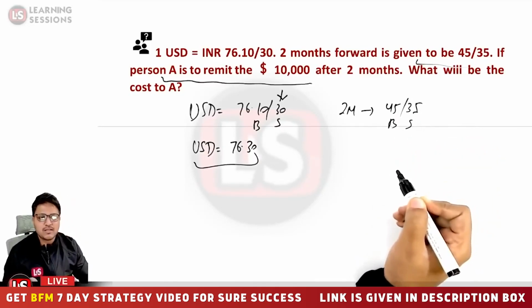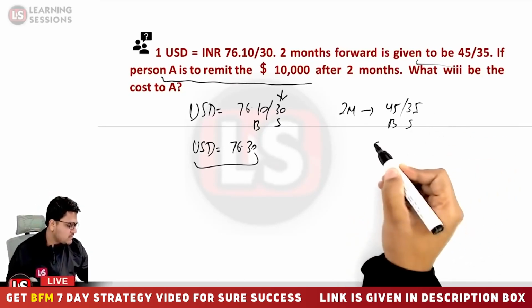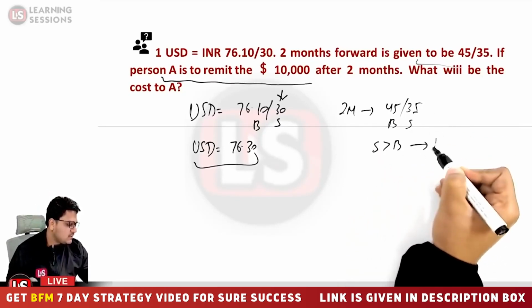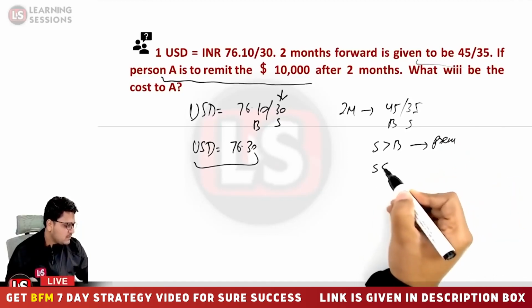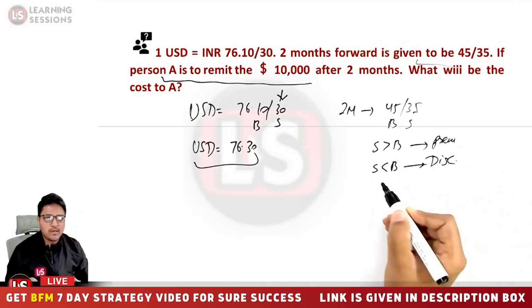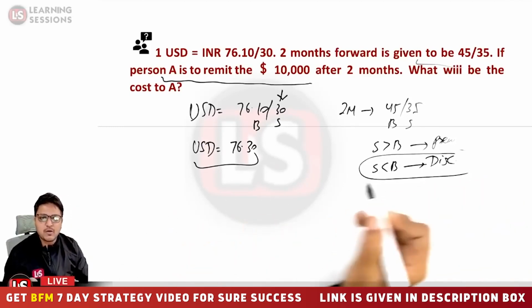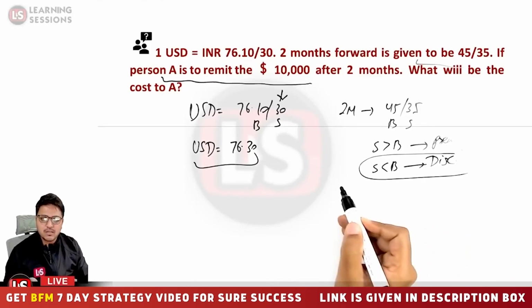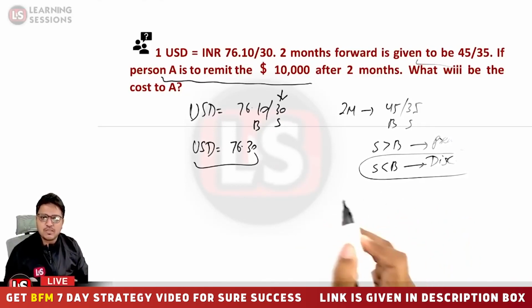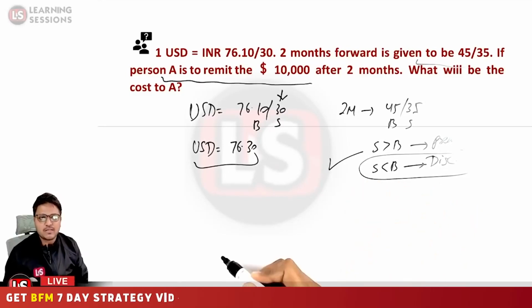Now what is the scenario? The currency is available at discount or at premium. I already told you that if selling points are greater than buying points, the currency is available at premium, and if the selling points are lesser than the buying points, the currency is said to be available at discount. Now in this particular case, the currency is available at a discount. Now when the currency is available at discount, the forward points are to be added or subtracted? The forward points are to be subtracted.